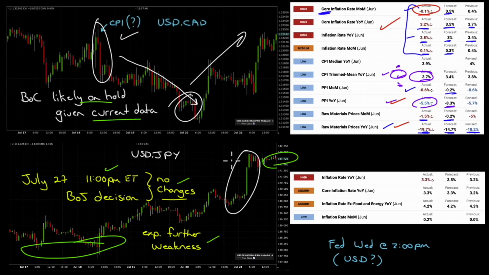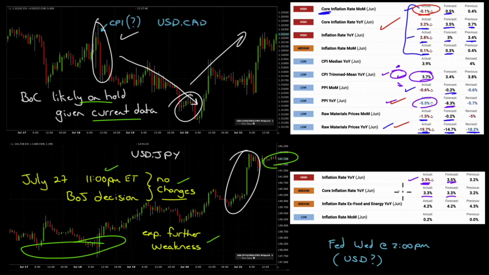This over here was inflation data, and let's have a look at how they did. Inflation rate year over year, 3.3. The expectation was for 3.5. It came down. Core came in as forecast.